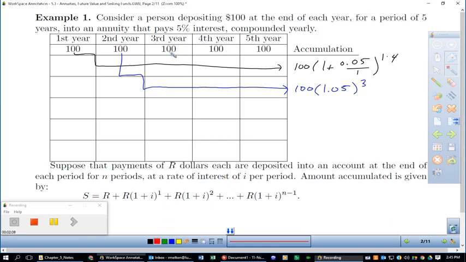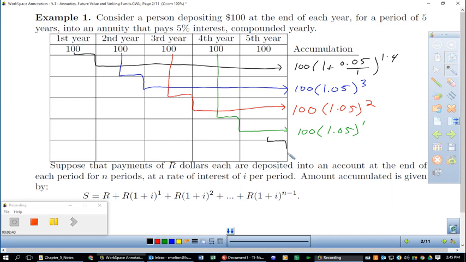Next, the 3rd year, you get that money, and you only get interest on it for the last 2 years of this. So 100 times 1.05 to the 2. And 4th year, you don't get that money. You only get interest on that for the last year. So 100 times 1.05 to the 1. And then that last $100, you don't get interest on that at all. It comes all the way down here, and you just get it back.